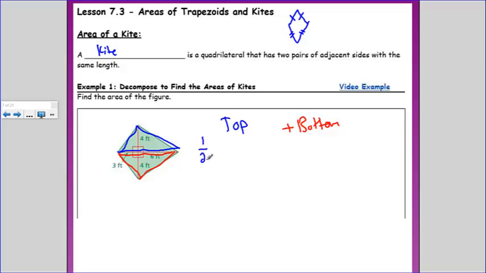So the top would be 1/2 times the base, which if we now look carefully, the base all the way across would be this 6 and that 3 together. So the base will be 9 and the height would be 4. I wouldn't want to do half of 9. I'm going to do 9 times 4 first. So that top triangle is 18.